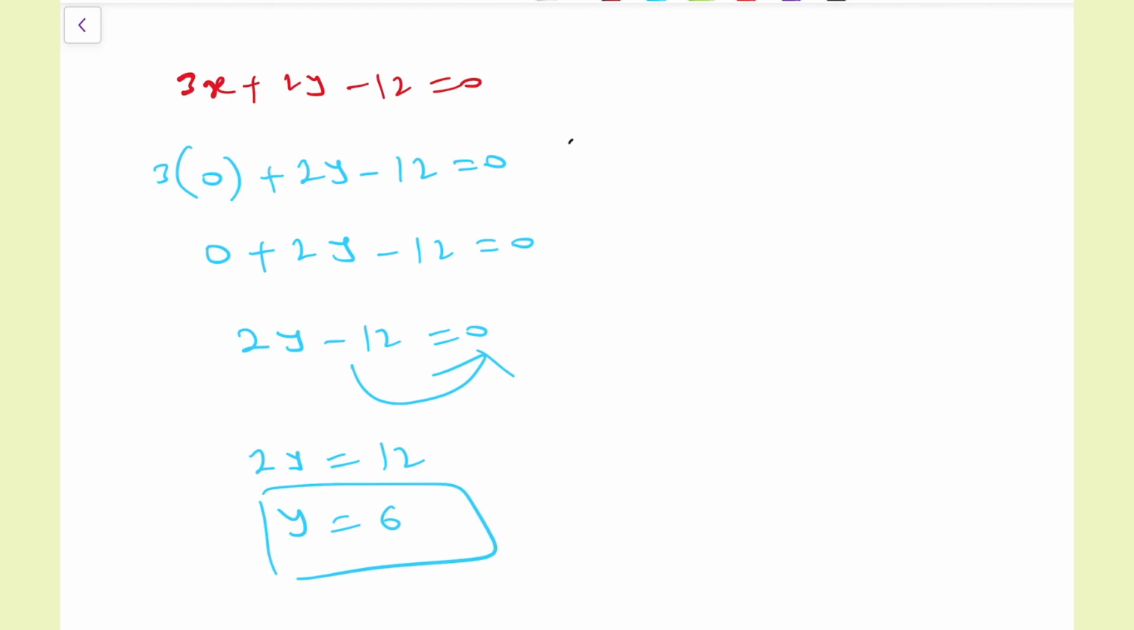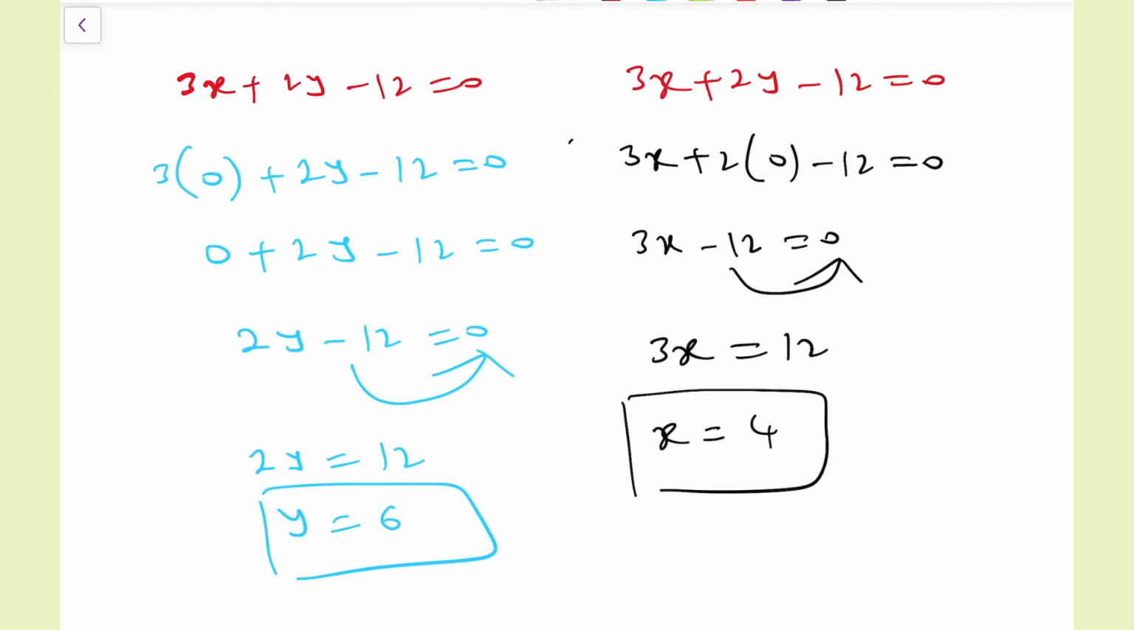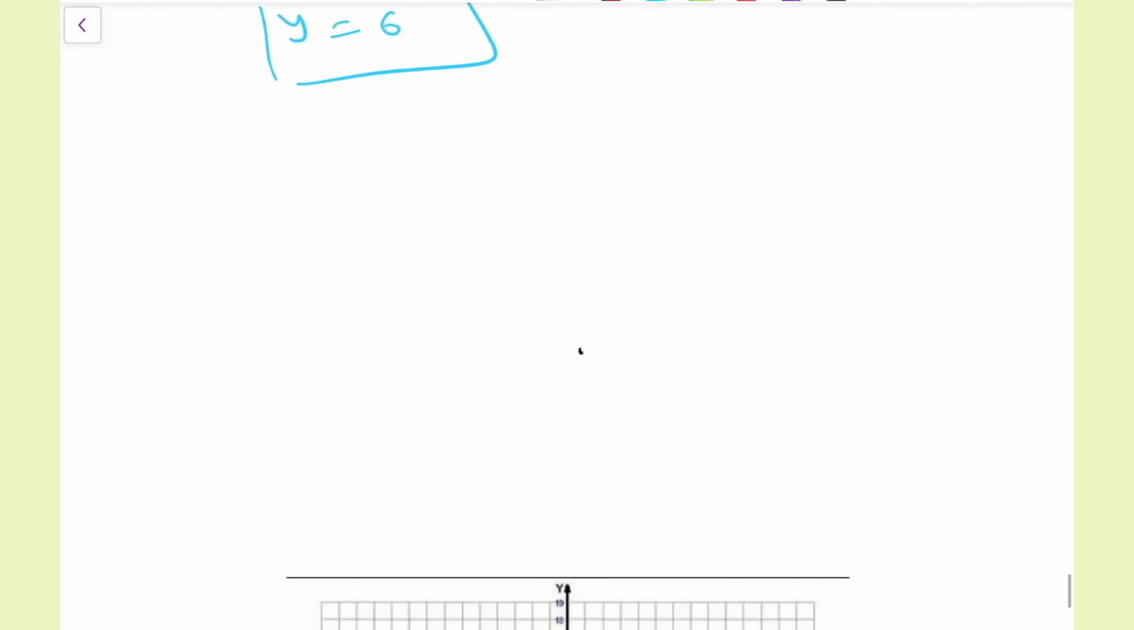Take the same equation again, 3x plus 2y minus 12 equals 0. Now in the place of y we need to keep 0. So 3x as it is plus 2 into 0 minus 12 equals 0. 2 into 0 is 0, so I am not writing it. 3x minus 12 equals 0. Take minus 12 to the right side. 3x equals 12. Then x equals 4. Now for both the equations we got values, right? Let us form the table now.